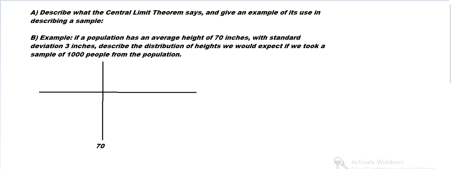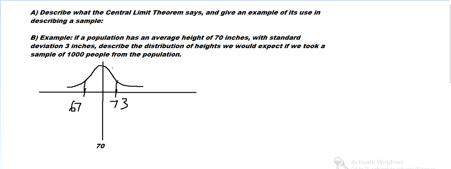and the heights are centered around that, and we can assume it's a normal population, so it follows the bell curve, i.e. with standard deviation 3 inches, so that's one standard deviation plus 3, so 73. And then one standard deviation to the left would be 67.